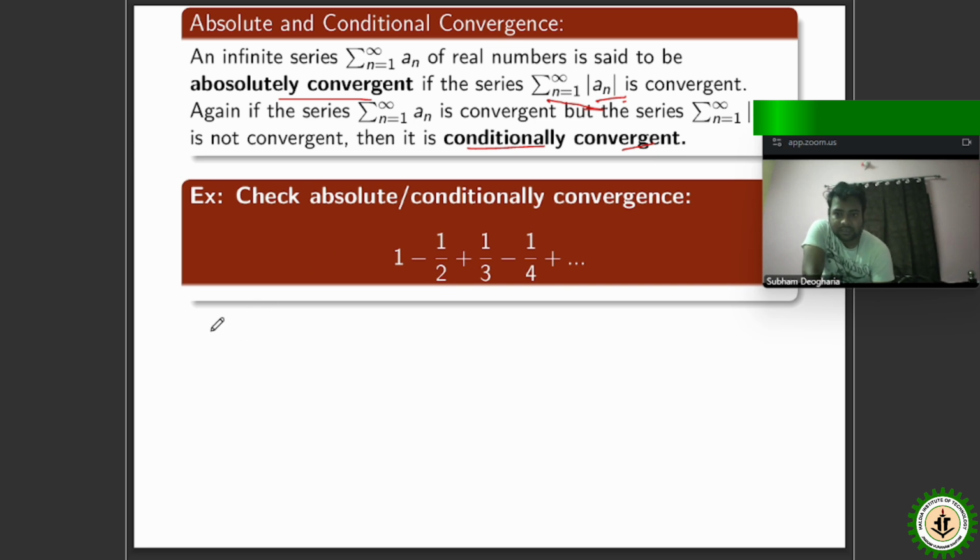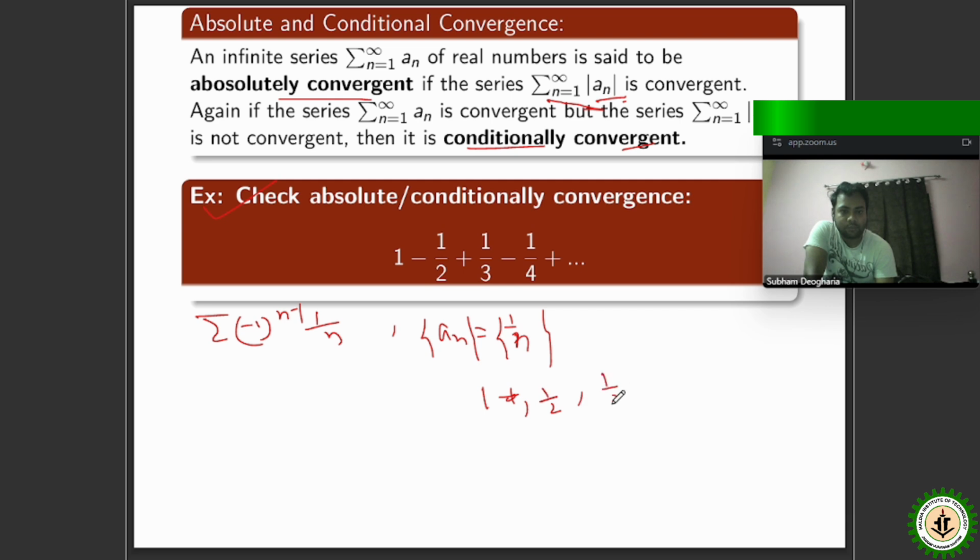Now taking this infinite series, is it absolutely convergent or not? So this can be written in this form. Now taking a_n, the sequence a_n will be this. The first term will be 1, the second term will be 1 by 2, the third term will be 1 by 3, the fourth term will be 1 by 4, and so on.